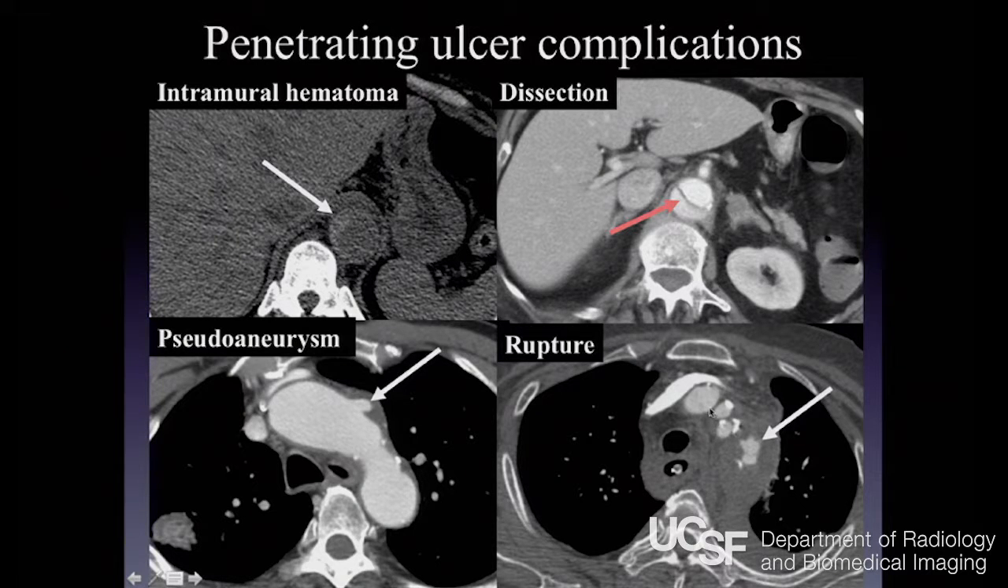Last time I checked, I see 4 little dots of contrast here, and last time I checked, there's only 3 takeoff of the great artery. So this is a focal area of contained rupture. All right, great.